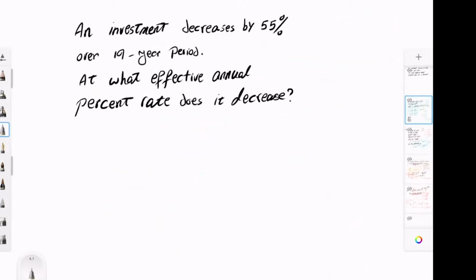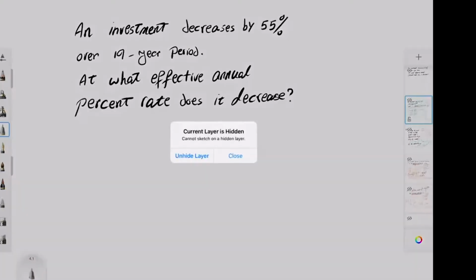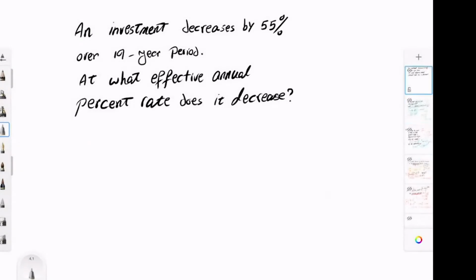This is similar to what we saw earlier. You said decreases. So decreases, that means your R at the end is going to be negative. And we are looking for effective, so we are looking for R. Which formula do we use? We're going to use the first formula, A initial times B to the power of T, right?